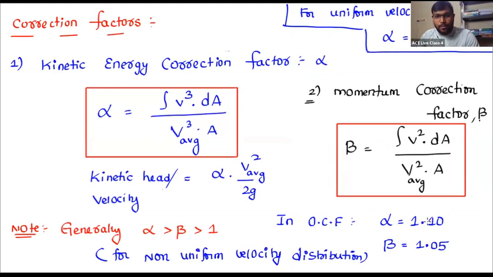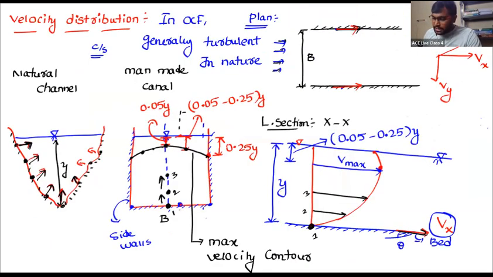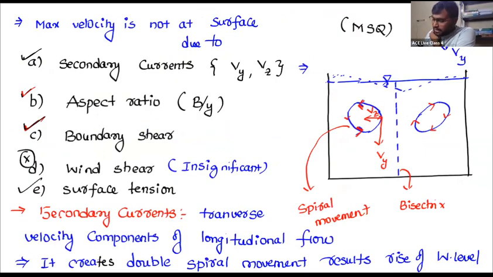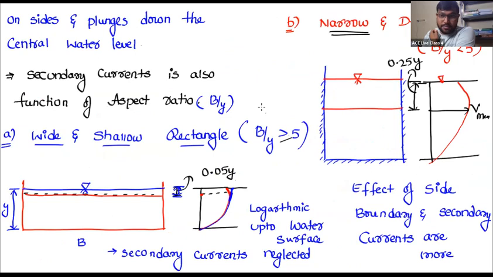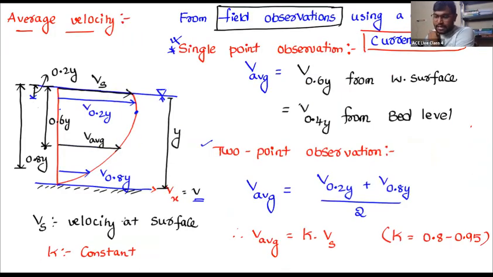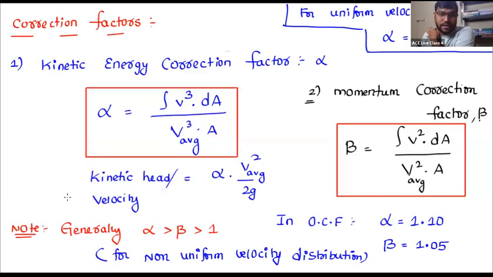So what is the alpha value? 1.10. And what is the beta value? 1.05. And with this, I have concluded all the things regarding the velocity distribution. I hope you have gone through the notes I provided yesterday. So velocity distribution, how the velocity looks, how the components are taken, and how the velocity is not going to be maximum at the surface. What are the reasons behind that, and what happens if there is an aspect ratio, and then we discussed the average velocities, and then the analytical procedure. Now I am discussing the correction factors also.